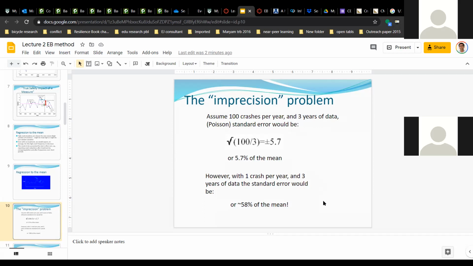Okay. So now, how do we address that? So we saw 2 problems, regression to the mean and the imprecision problem. How does the empirical Bayes method address that?